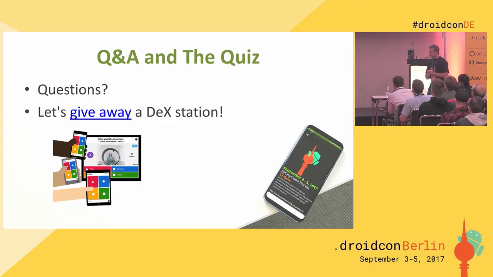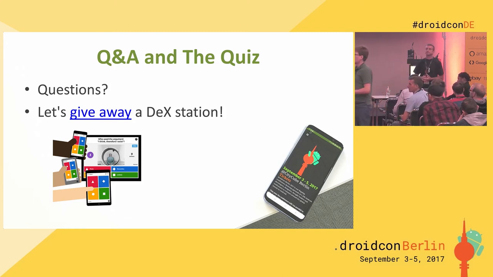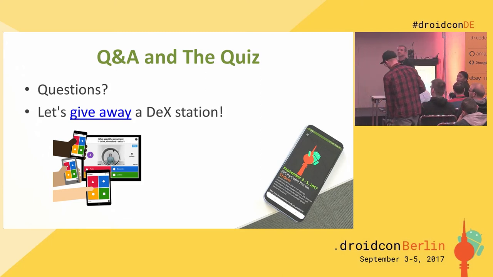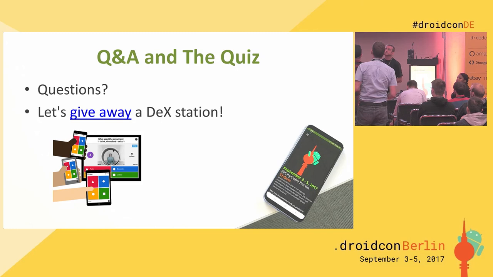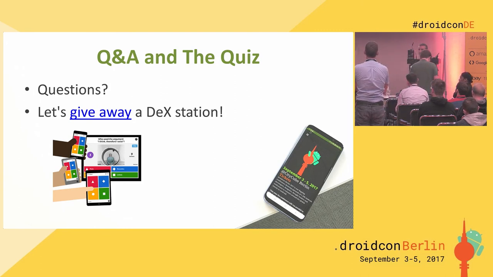So let's have some Q&A. You can actually talk or come to the mic, and then we'll do the quiz. Is it on? Yeah. How do you detect that you're on a DeX or in a desktop mode in onPause? How do you detect if you switch to DeX mode? Basically, there's a broadcast that you can listen to.